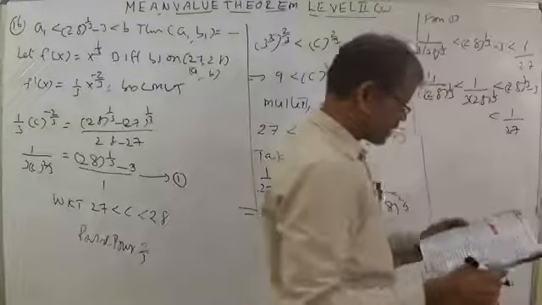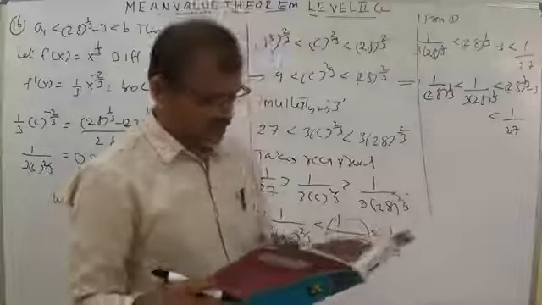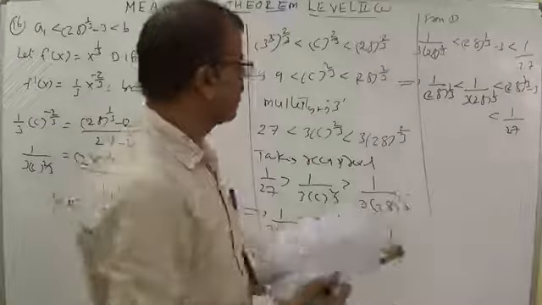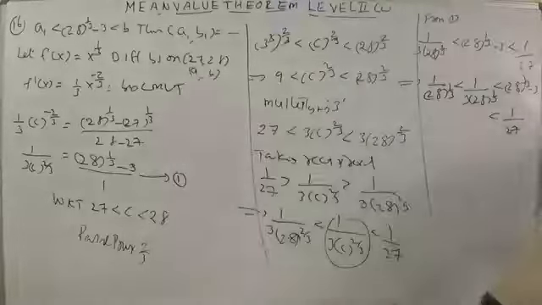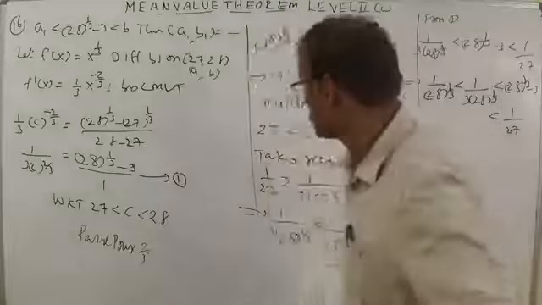So according to the option, let us calculate 1 by 28, the last value. You should write 1 by 28. Why should you write another step?